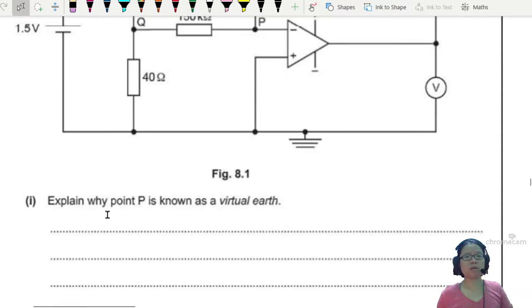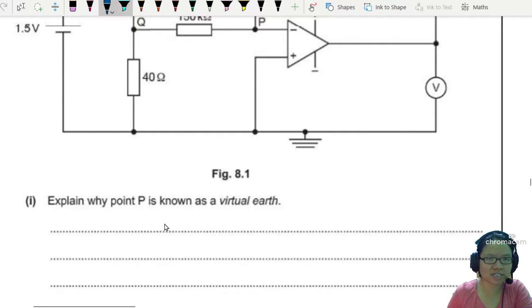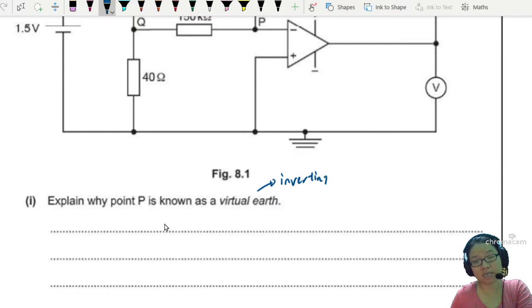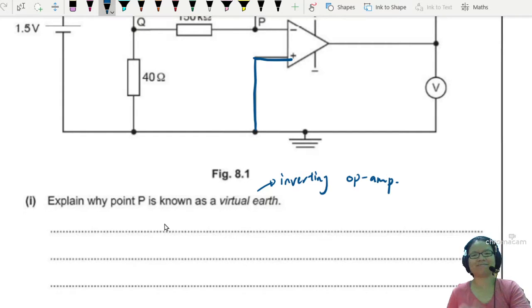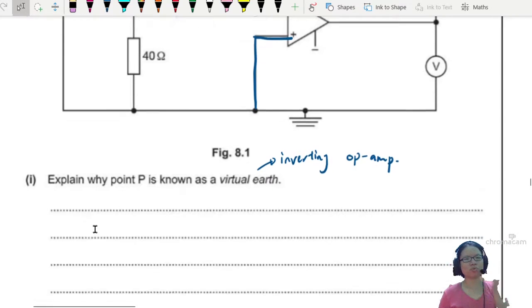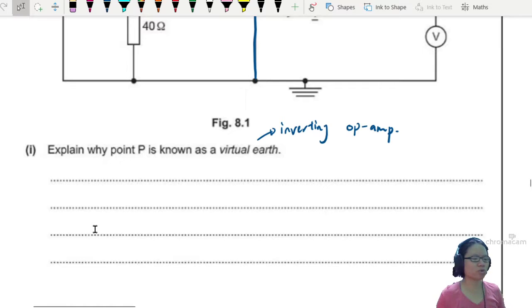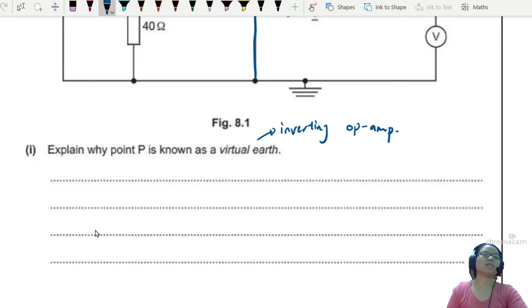Okay, never mind. Part 1. Explain why point P is known as the virtual earth. So if this is virtual earth, wow, very suspicious. Virtual earth means inverting op-amp. Yay! Okay, another clue would be V plus is grounded. Okay, so what to explain? Very standard. Don't know how many times you've heard this already, but I'll quickly write it.